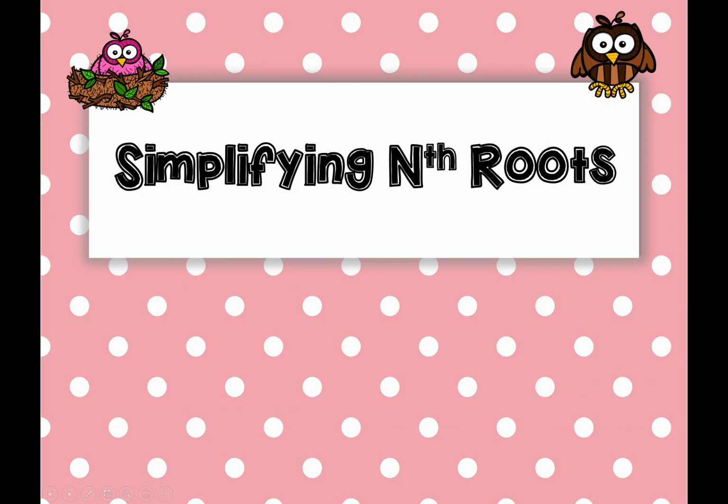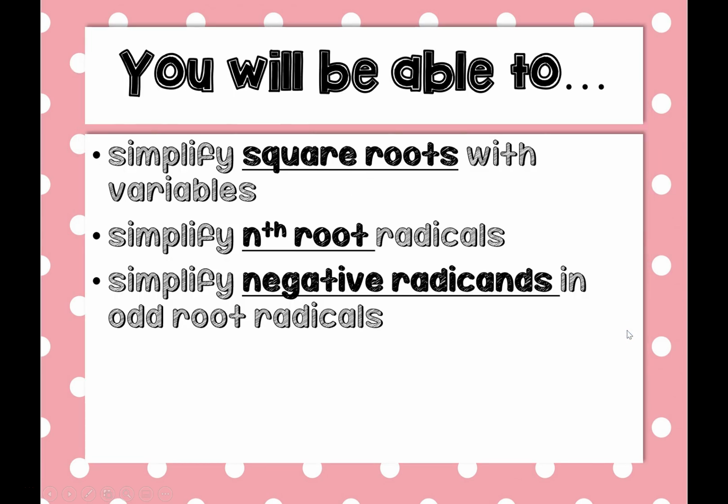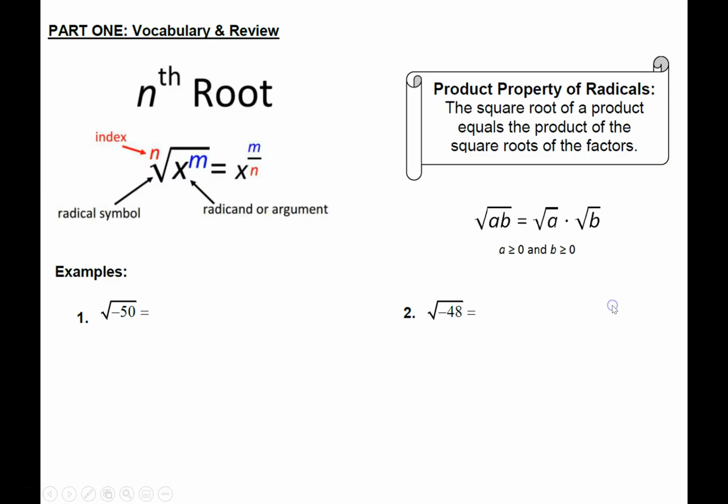Everyone, in today's video we are going to continue talking about simplifying radicals, but this time we're not just going to work with square roots, we're going to work with nth roots. So we are going to do a little bit of review with simplifying square roots, then we're also going to use variables, and then we're going to move up to higher roots like third and fourth and fifth roots. And we'll also talk about simplifying negative radicands and odd root radicals because it's a little different than the square roots that we've done previously. Okay, so let's go ahead and get started.